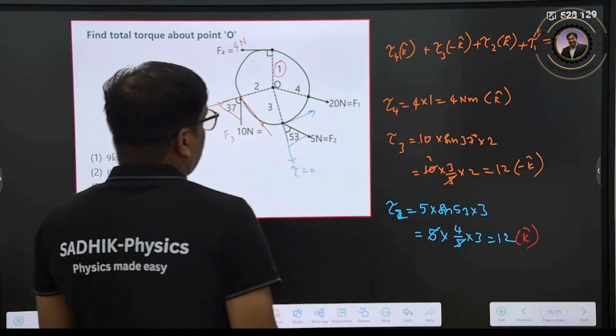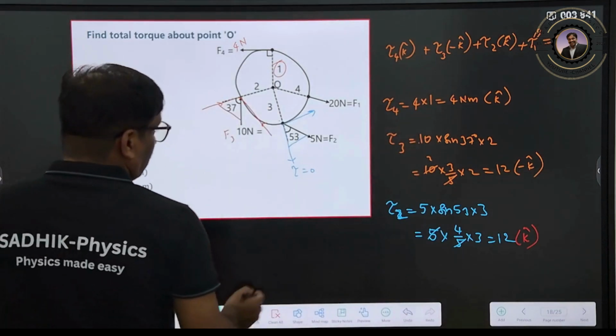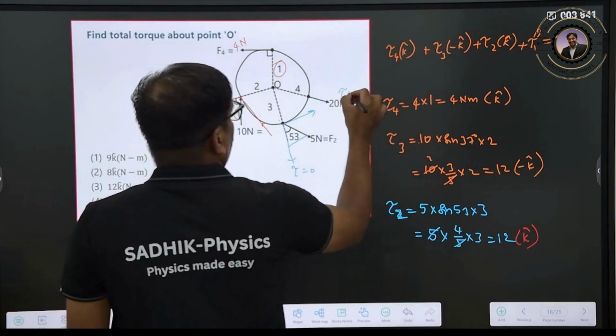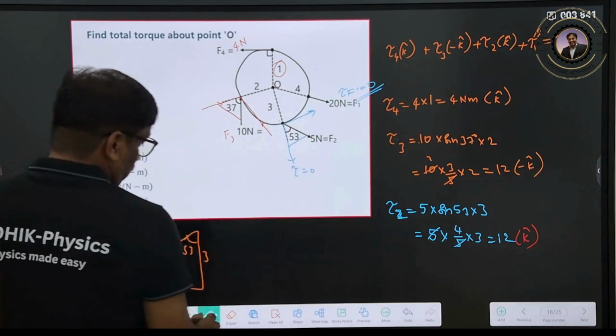Clear? Why? Because it is K cap. Then you can add up all of these, because the torque due to F1 will be equal to 0. Why? Because it is acting along this line. So now the net torque.